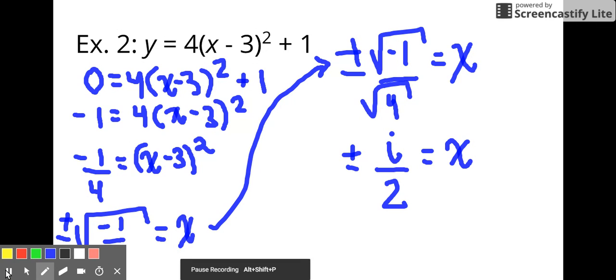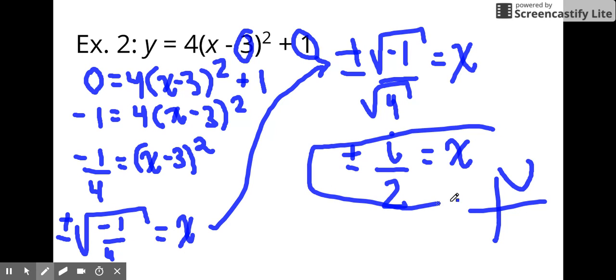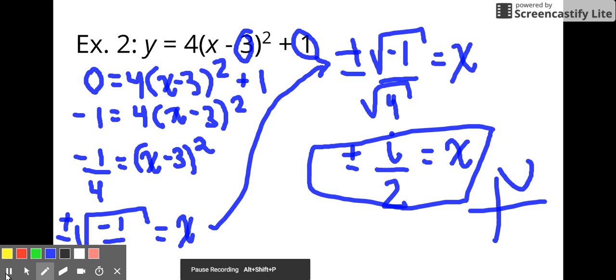And so that means our solution to this problem is x equals plus or minus i divided by 2. If we were to consider a graph of this, we actually know what the graph looks like because it's in vertex form. We know the vertex is at (3, 1), and that our a value is 4, which means our parabola opens up. And so that means that on a coordinate plane, our graph would be something like this, so we know there's no x-intercept, so it makes sense that our solution has an imaginary number in it.